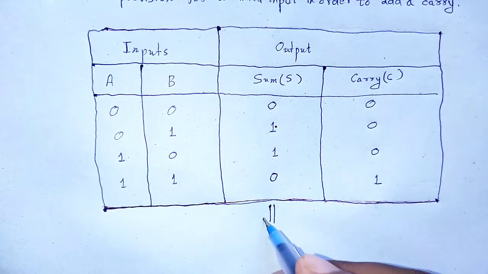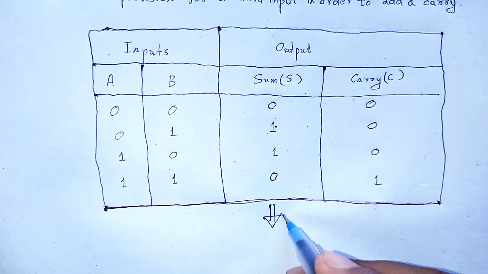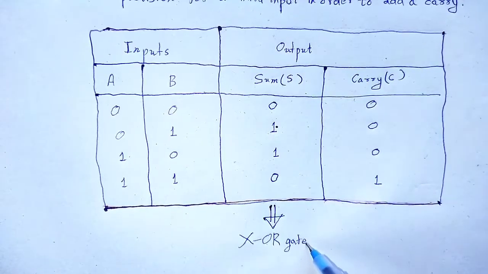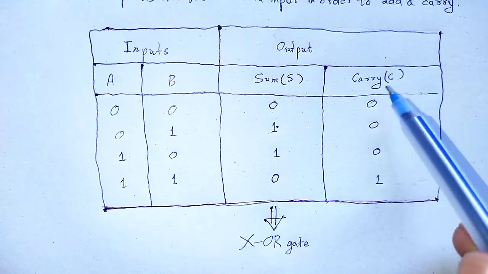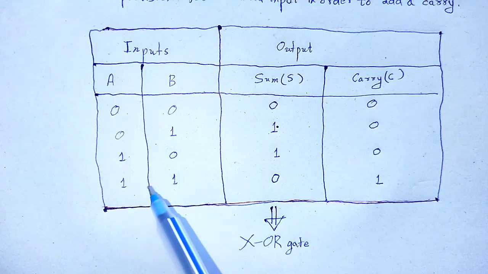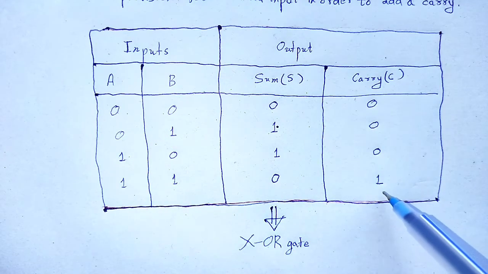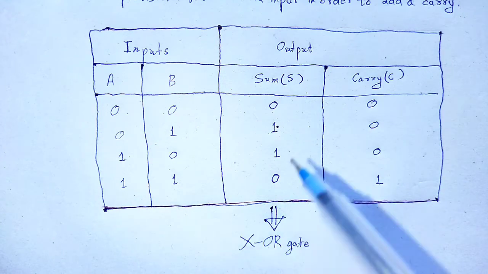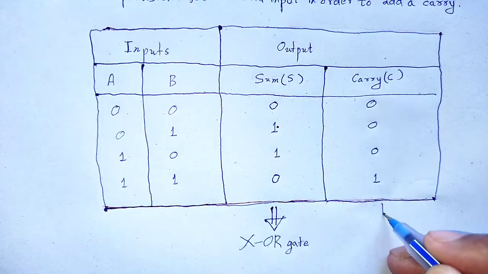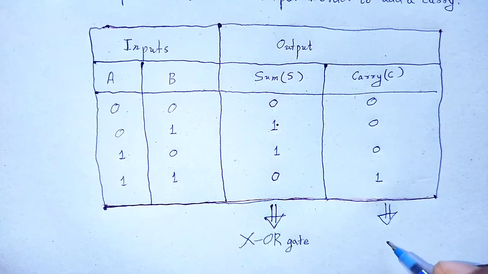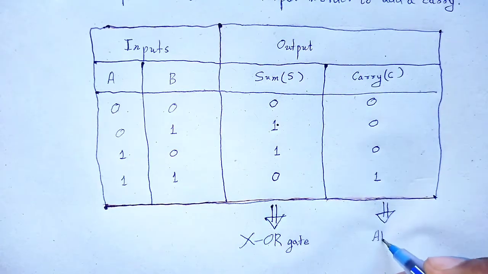So the S column is an XOR gate. See the carry C column: when the two inputs are high, the output will be high, otherwise it will be low. That is the truth table of an AND gate.